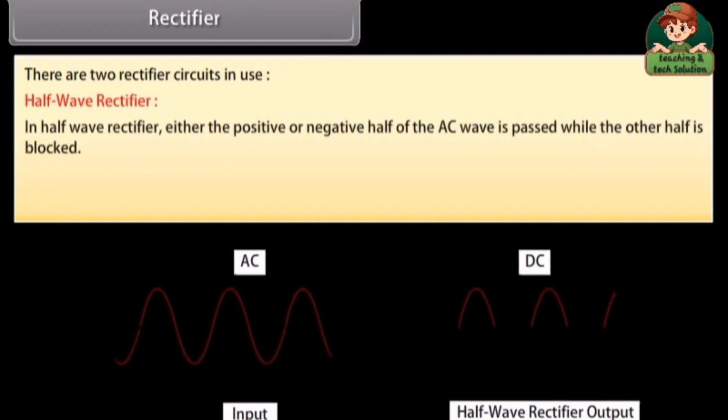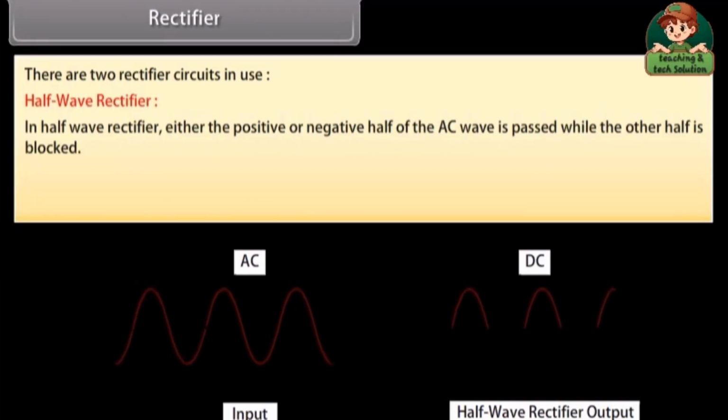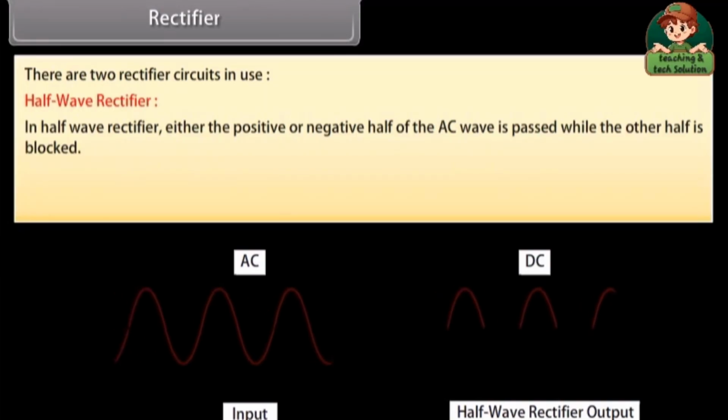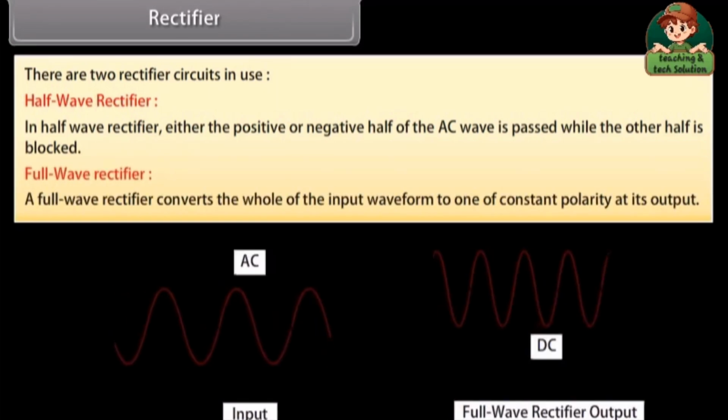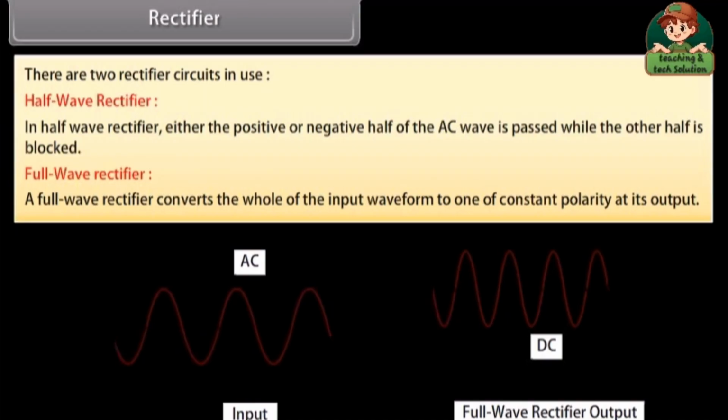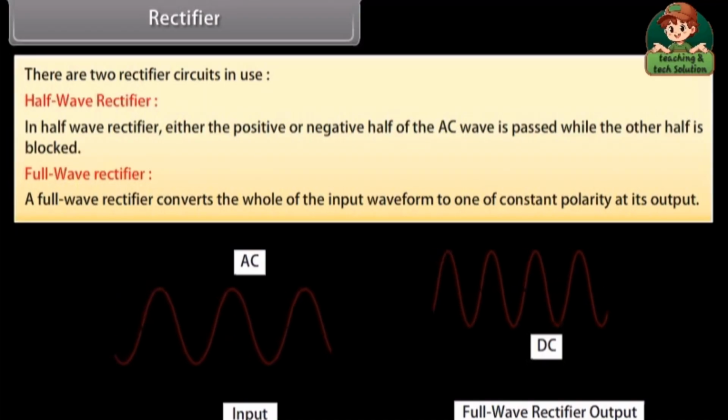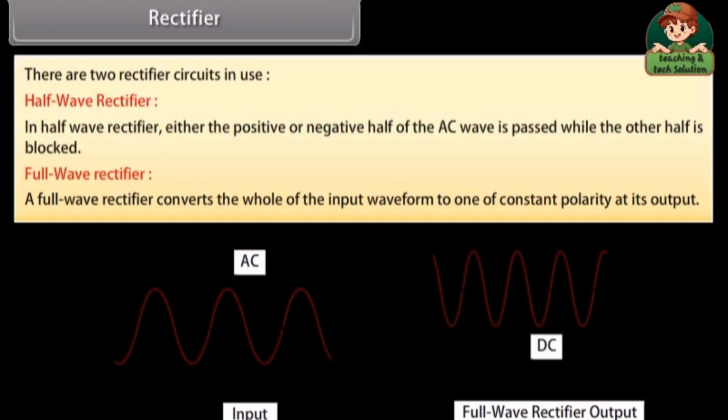Half-wave rectifier. In a half-wave rectifier, either the positive or negative half of the AC wave is passed while the other half is blocked. Full-wave rectifier. A full-wave rectifier converts the whole of the input waveform to one of constant polarity at its output.